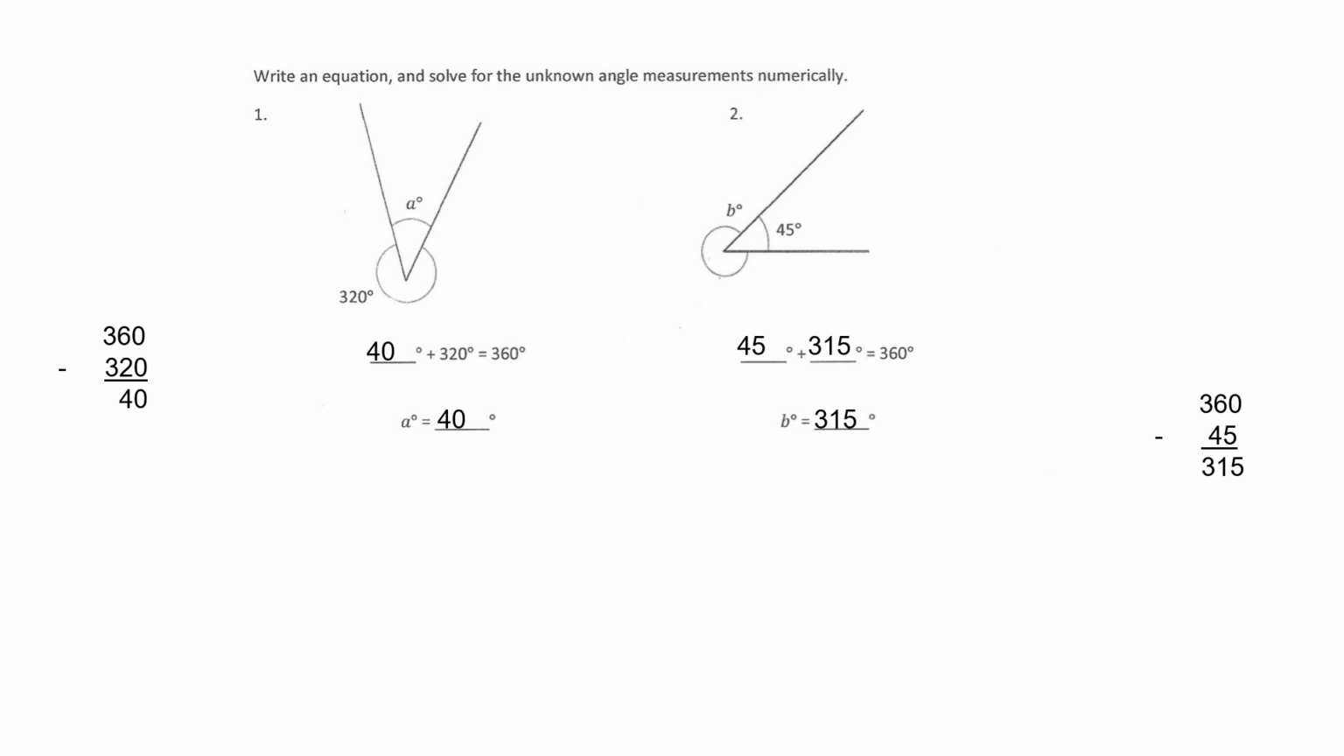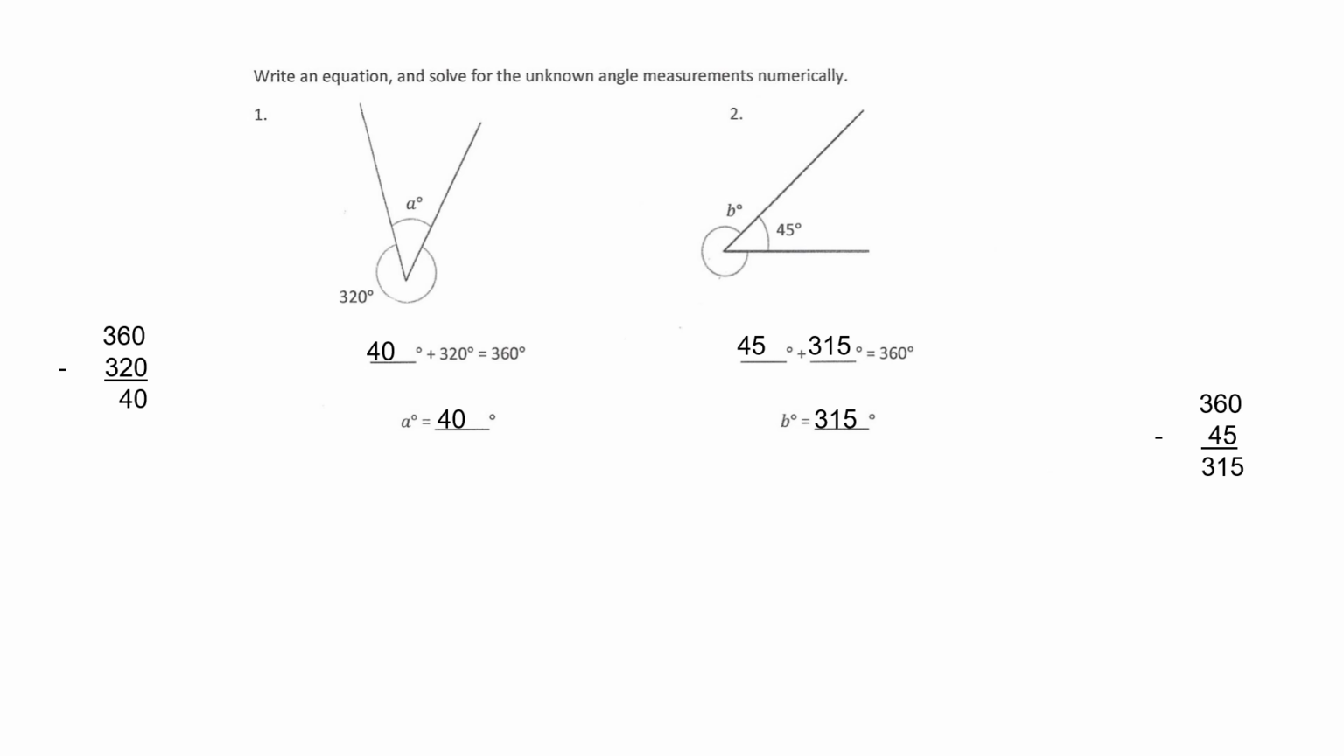They're saying that all the way around, including A, is 360 degrees. It's a full circle. And we know one part, which is 320. So we have a part-whole: we have the whole and one part. We have to figure out the other part, which means subtract. So 360 minus 320 is 40, which means the degree measurement of angle A is 40 degrees.